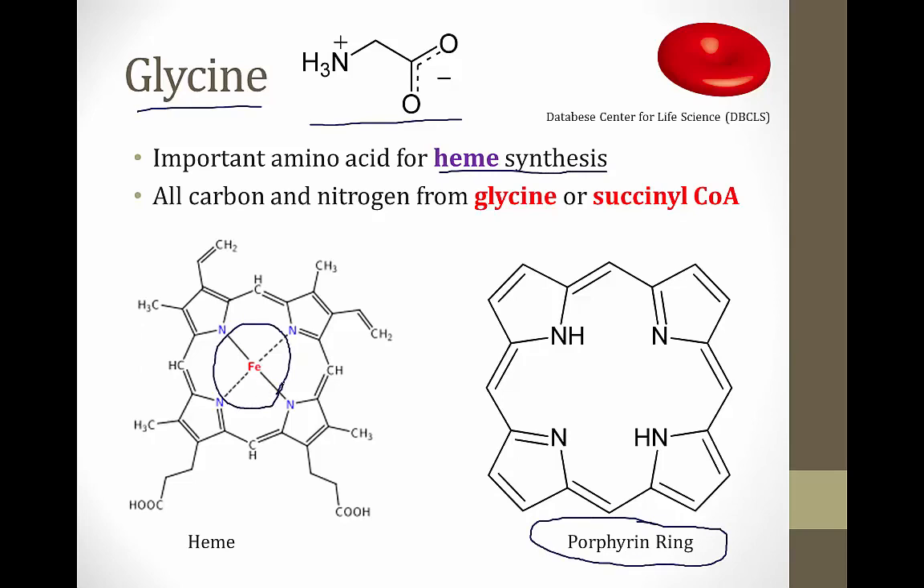And even though it's a very big molecule, it's made up of lots of small molecules that come from glycine and also succinyl-CoA, which is part of the TCA cycle. And it's high yield for Step 1 to remember that these two components are what make up the large molecule that you find in heme.